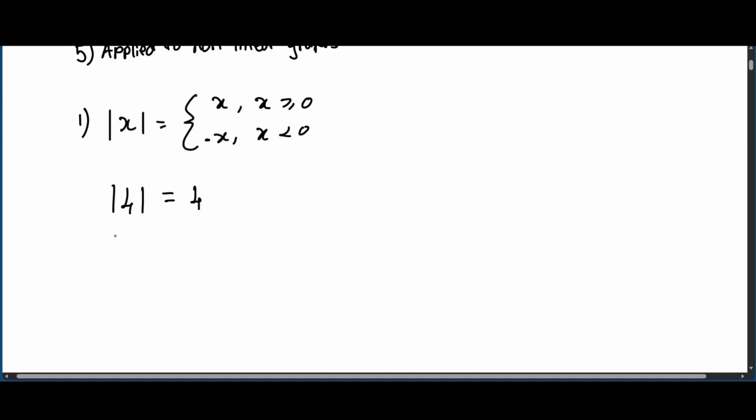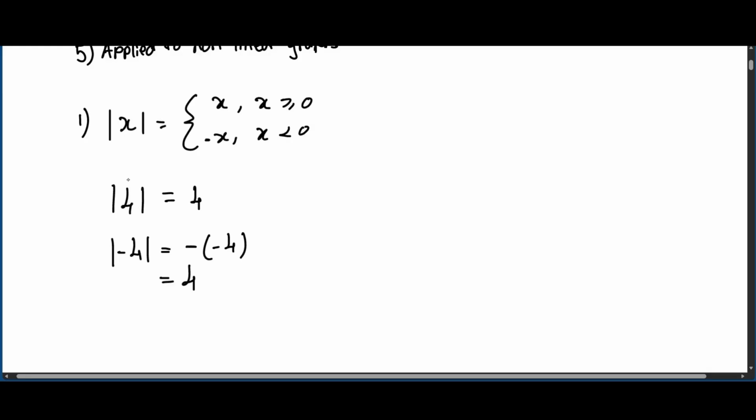Now let's change. What if now I insert negative 4? Negative 4 definitely is less than 0, so in this case, it will be negative x. So what is my x? x is negative 4. So negative 4 will become positive 4. So that is the definition.